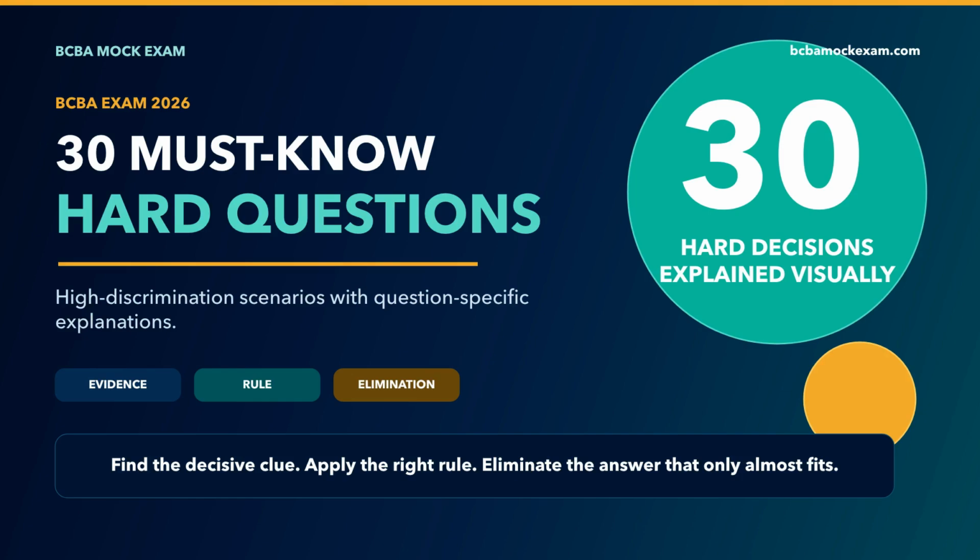Welcome to our 30 must-know hard question session for the BCBA exam. These items are hard because the answer choices differ in evidence, function, measurement, ethics, design logic, or implementation fit, not because the sentences should be difficult to decode. We will first make each situation clear, then find the decisive clue, apply the relation that clue establishes, and eliminate the option that only almost fits.